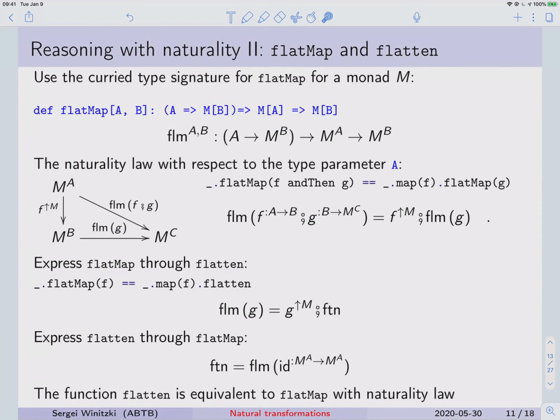A similar reasoning is about the equivalence of flatMap and flatten methods. These are the standard methods for monads. For collections in Scala, most collections have these methods, but they are equivalent. At first you would think it's strange that they're equivalent, because flatten has, let me write down the type signature of flatten, which I denote simply by ftn.